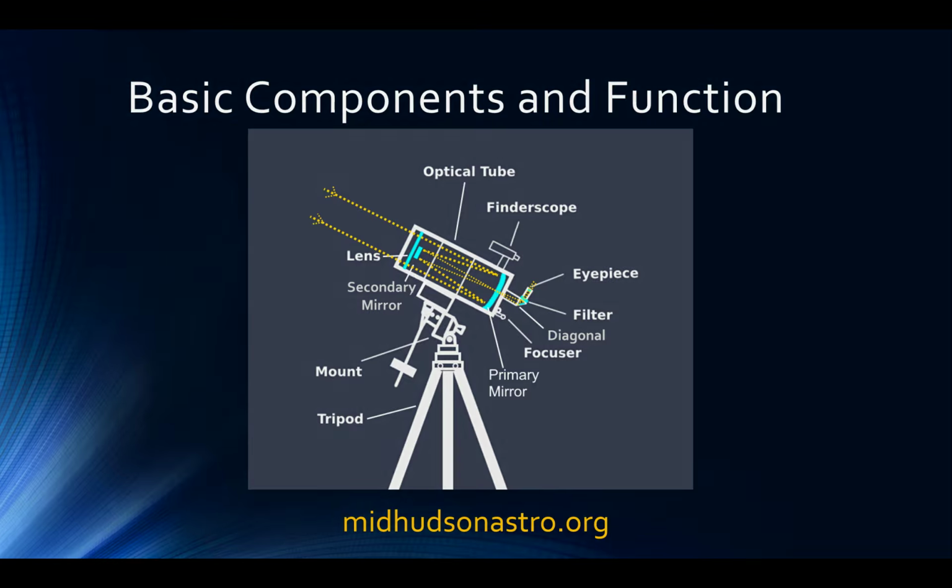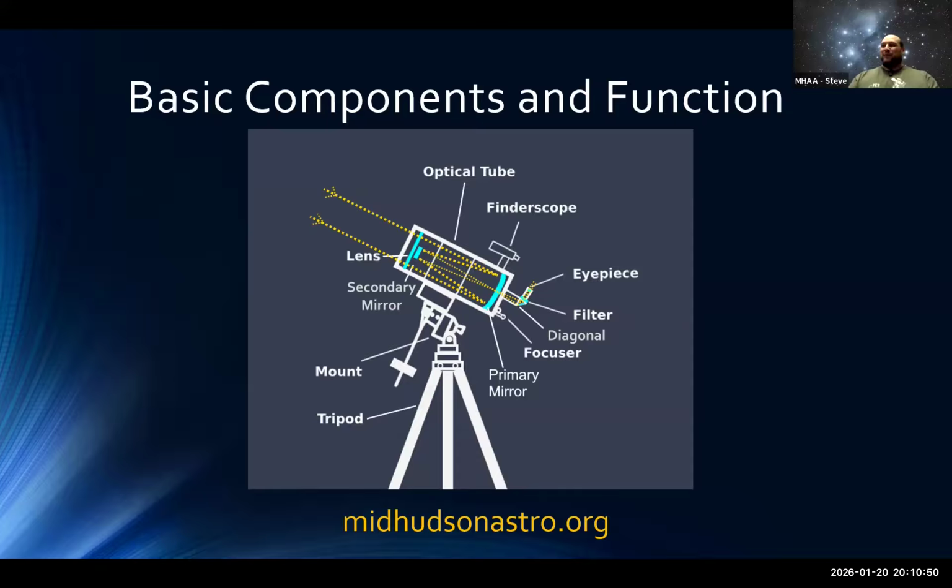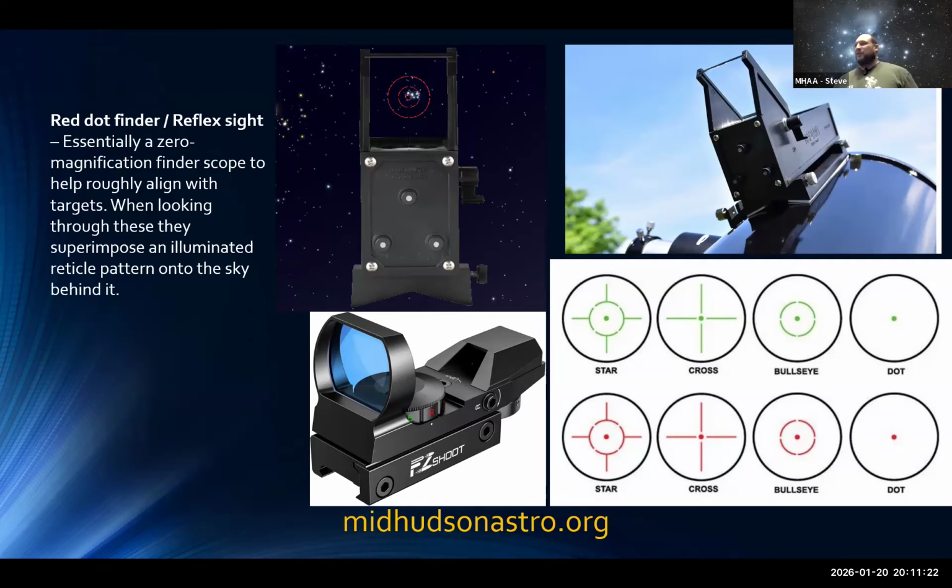So the finder scope and the main OTA are aligned so that what's in the center of one's in the center of the other. But with the wider field of view on the finder scope, it's easier to center it, to target, and align it. And then when you look into your main scope, you're going to be looking at a higher, more magnified view. So there's also the red dot or reflex finder scope.